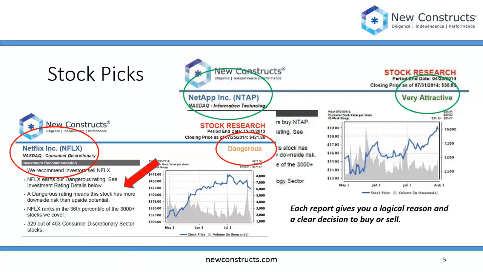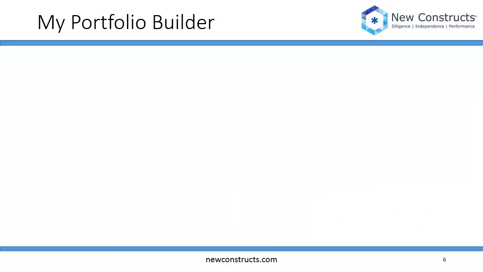So you can see here, a dangerous reading in this case means it has more downside risk than upside potential. So just a key here, when you learn to minimize or eliminate dangerous stocks from your portfolio, you're immediately reducing the risk, which puts you in a better position to earn money in the long term.